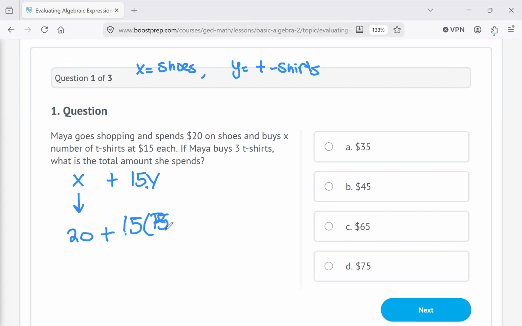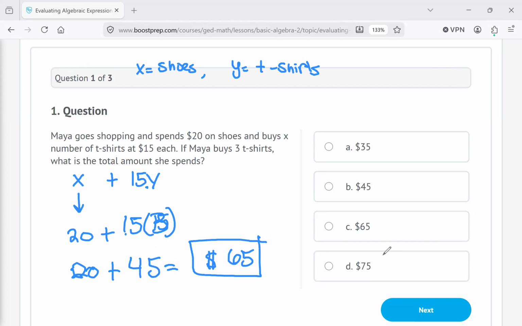So it's really 15 times 3, right? So you have $20 in shoes, so it's 20. And then 15 times 3 is 45. And that comes out as $65. Okay. So that is your total amount.